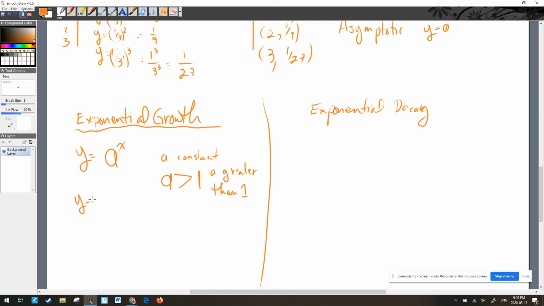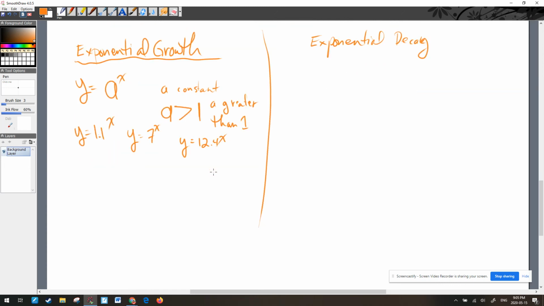So it could be y equals 1.1 to the exponent x. That would count. It could be y equals 7 to the exponent x. It could be y equals 12.4 to the exponent x. Those are all examples of exponential growth because the a value is constant and a is greater than 1.